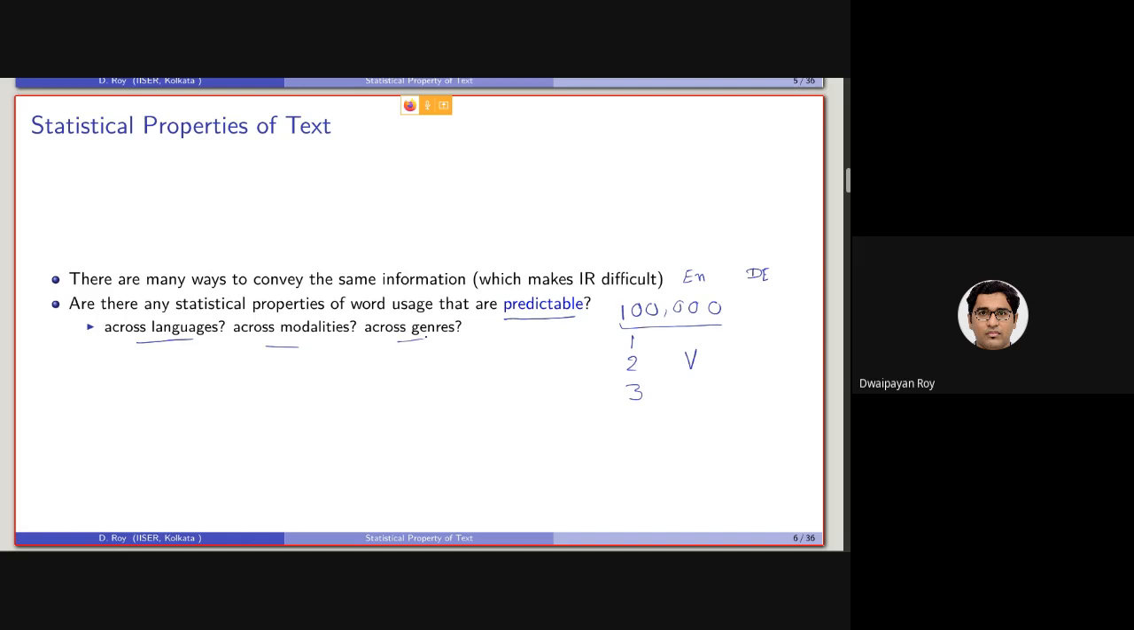Or if we change the genre, such as, let us consider in a data there are news articles, later on we considered another collection containing say stories. So let's consider all the stories written by William Shakespeare. Across genre, will we be observing different takeaway messages?